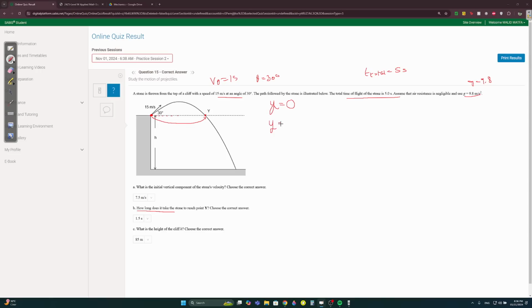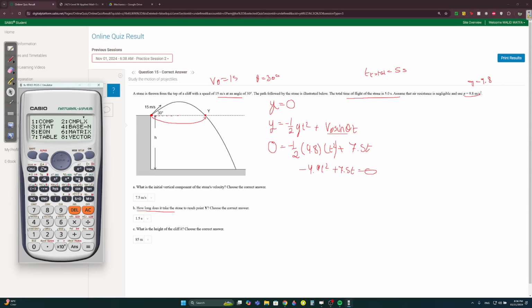So Y equals 0. You guys know that Y equals minus half GT squared plus V naught sine theta T. So 0 is equal to minus half 9.8 T squared plus V naught sine theta, which we found in part A to be 7.5, T. So minus 4.9 T squared plus 7.5 T is equal to 0. And you should get 1.5.